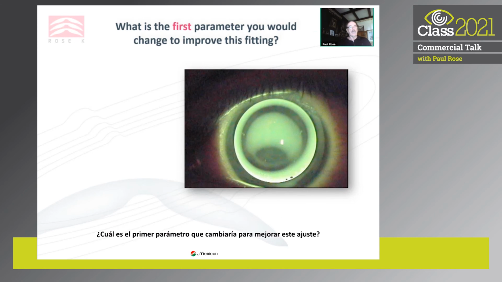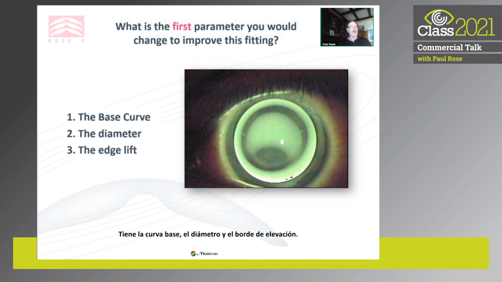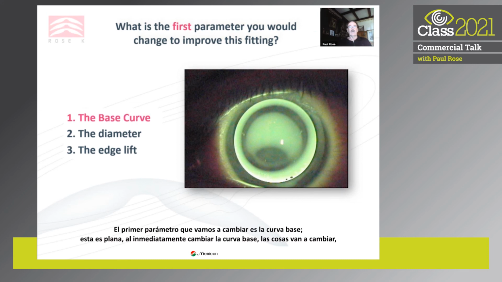What is the first parameter you would change to improve this fitting? Think of the order that we've approached the fitting in. So what's the first parameter to change? You've got the base curve or the diameter, the edge lift. The first parameter that we're going to change is the base curve.